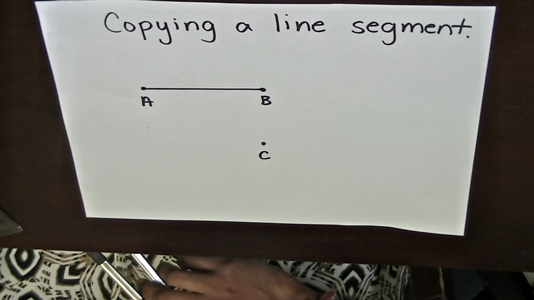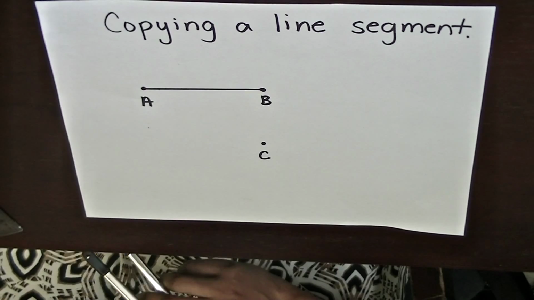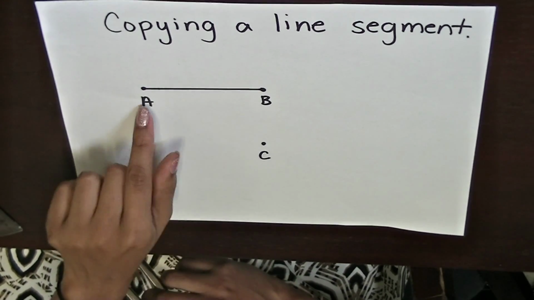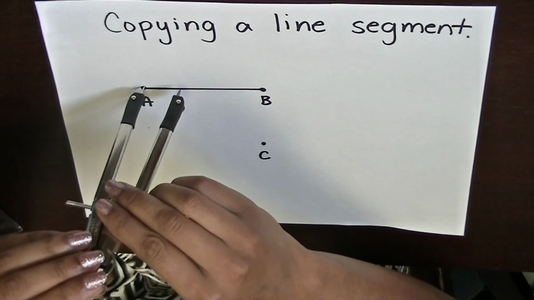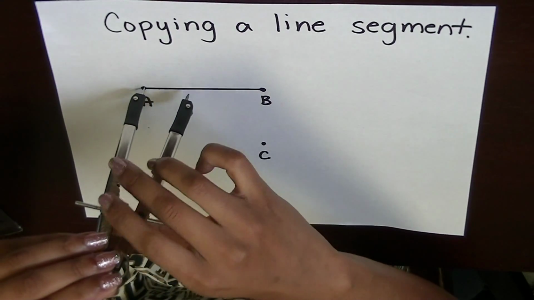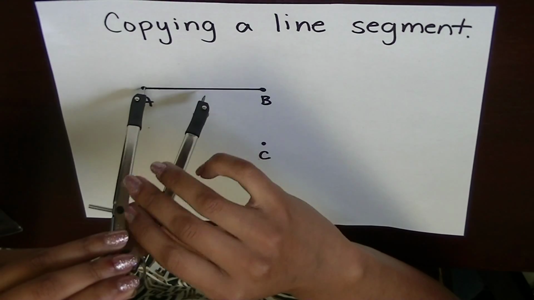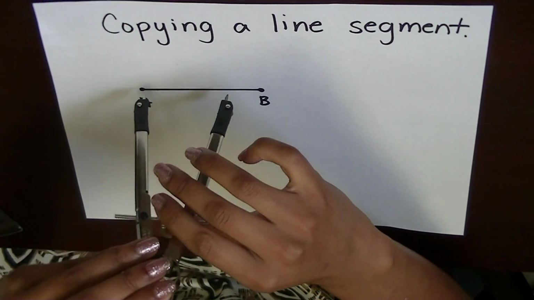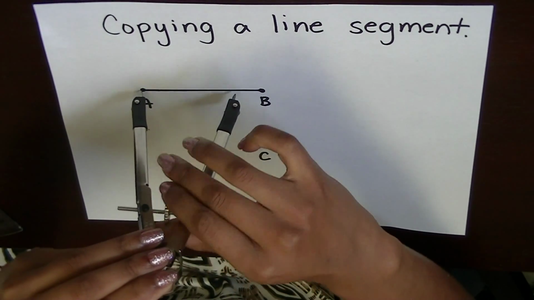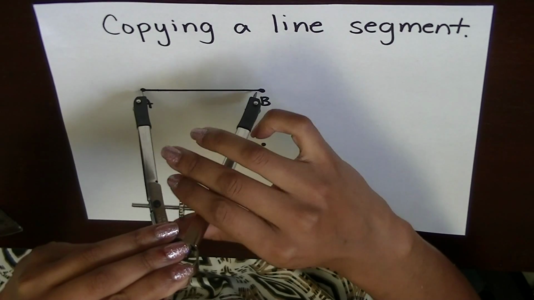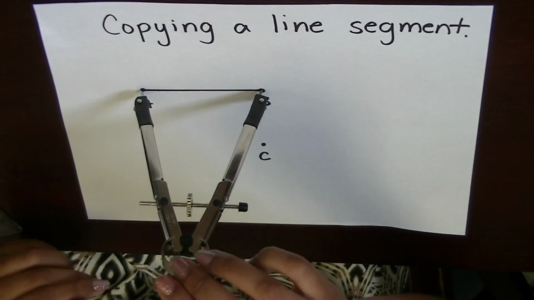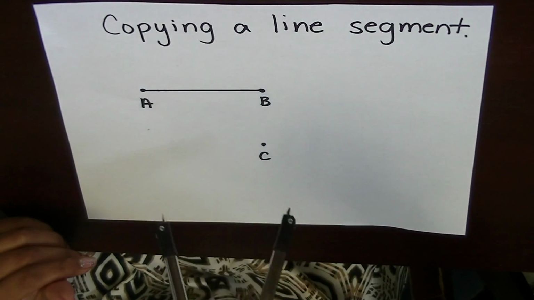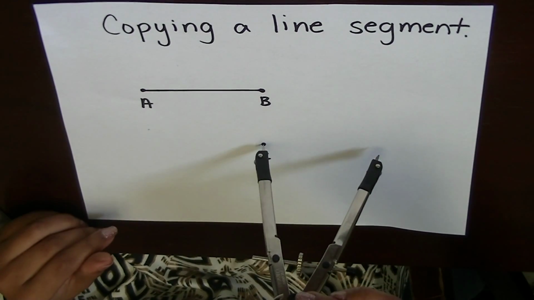So to copy a line segment, first you have to have an actual line segment. So that's already drawn here, line segment AB. You place the pointy end of your compass on one point, and you want to expand your compass all the way until you touch the other end point. So I'm expanding my compass now. Okay, that's great. Now you pick up your compass, do not change the width settings, and place it on your free point.